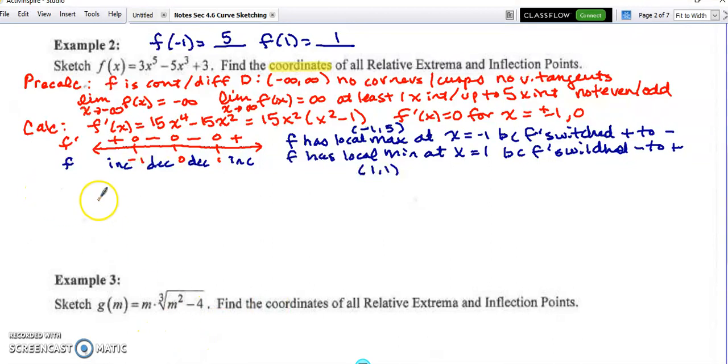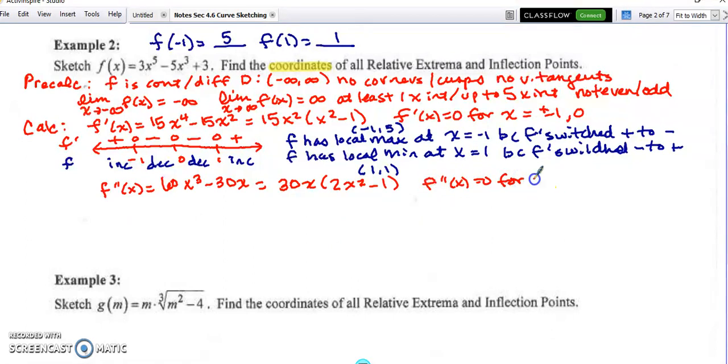So then we'll come into and we'll do our second derivative, f double prime of x would be 60x cubed minus 30x, which you can factor out of 30x, and that's going to leave me with 2x squared minus 1. So f double prime of x equals 0 for x equal to 0 and x equal to plus or minus the square root of 1/2.